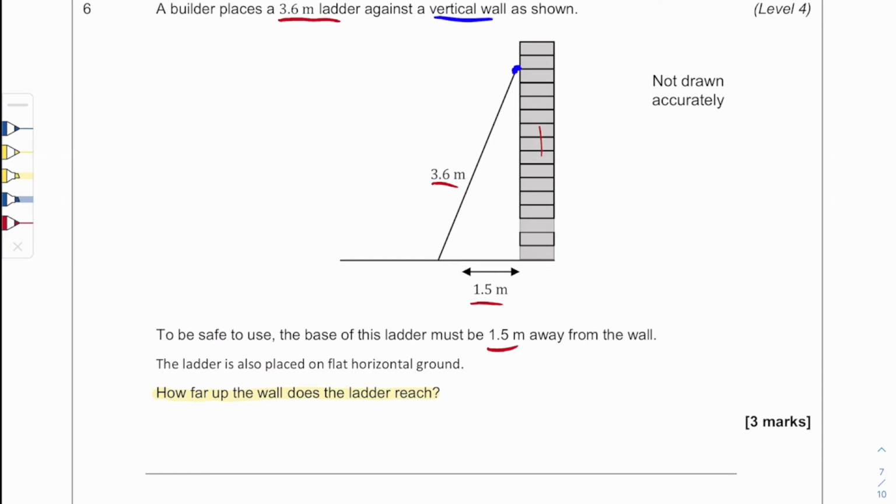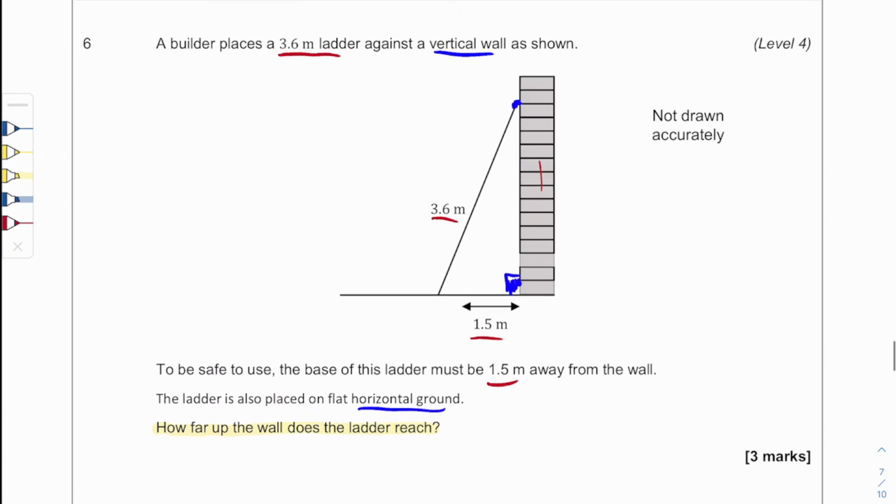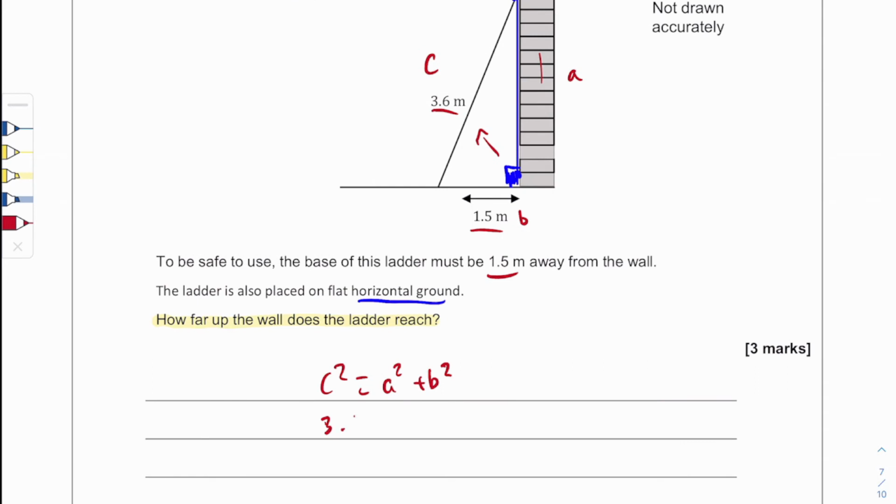Okay, so as we're told it's a vertical wall and a flat horizontal ground, we know that this is a right angle here. So basically we need to find the length of this side. We've got a triangle and we need to find that length there. So we can label our triangle as always. So opposite is our C, and then we'll call this one A and we'll call this one B. So we can write down our formula. C squared is equal to A squared plus B squared. Sub in our values, 3.6 squared is equal to A squared plus 1.5 squared.